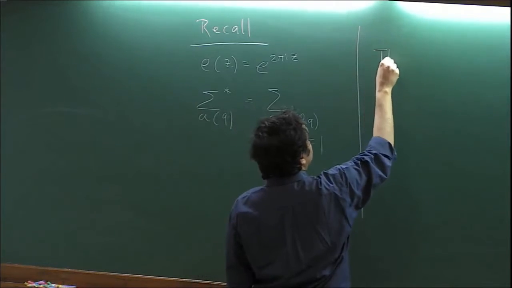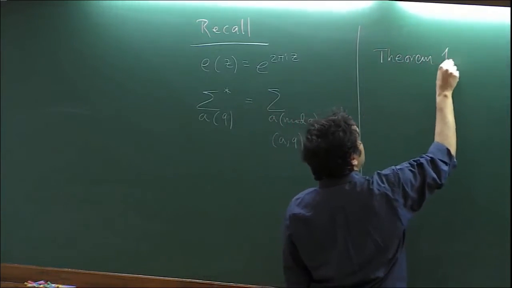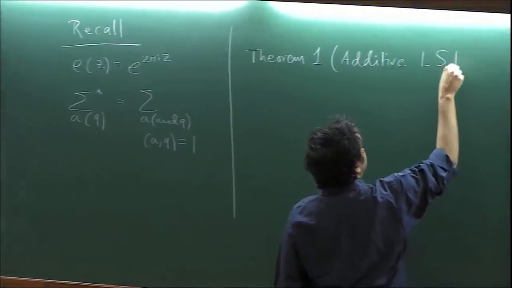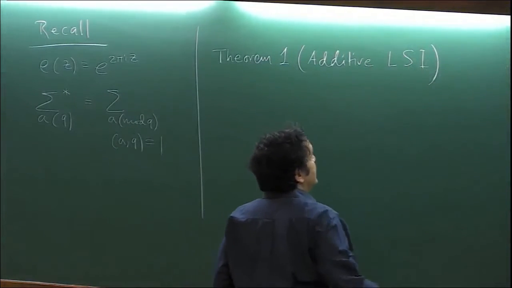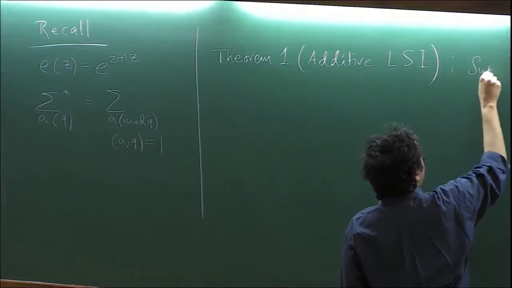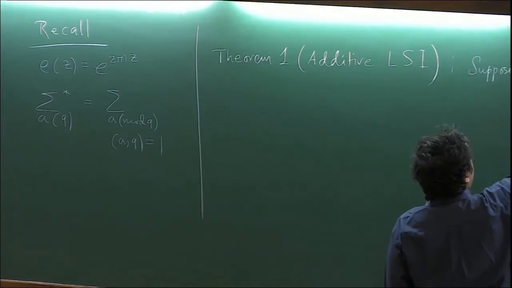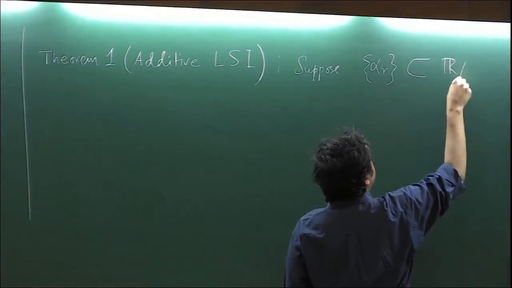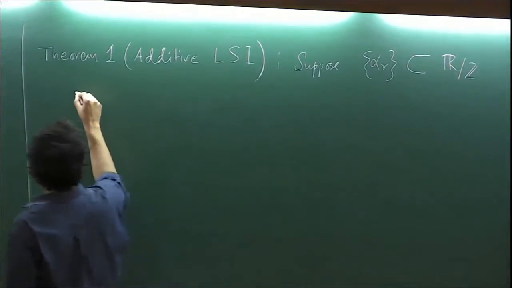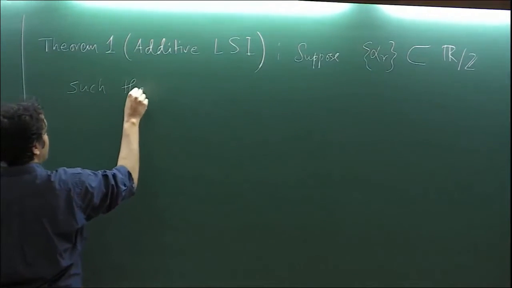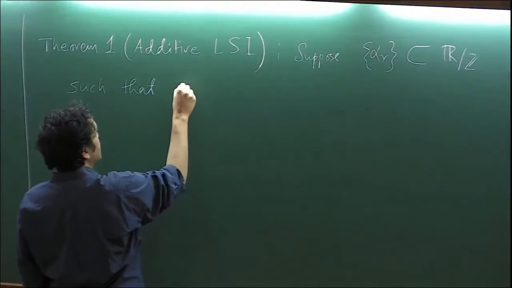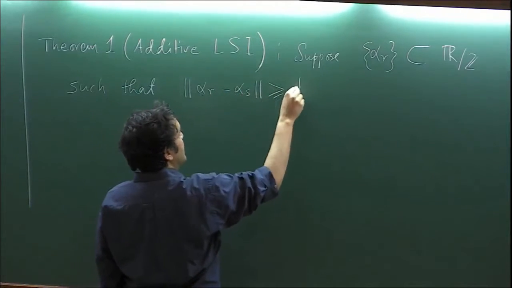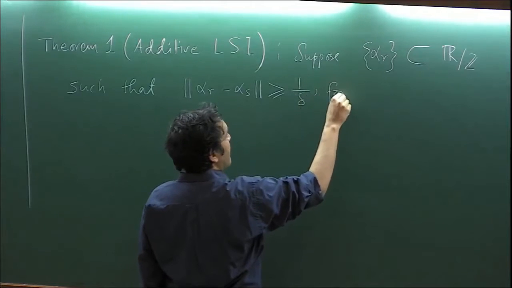And so we had two theorems. Theorem 1 was the additive large sieve inequality. So this says that, suppose alpha r is a subset of R mod Z such that the points are delta spaced, which means the norm of alpha r minus alpha s is greater than or equal to delta for some delta positive.